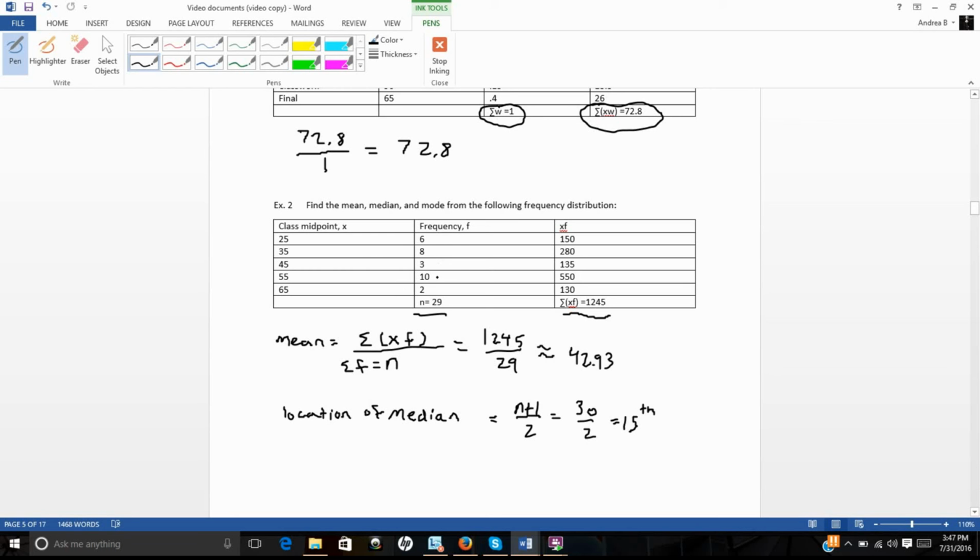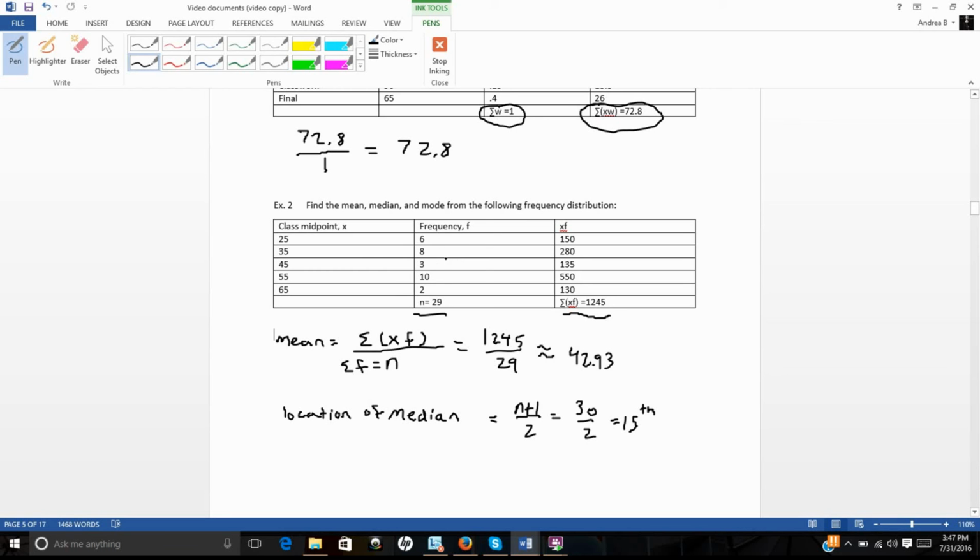In other words, if you had the list of numbers listed out, it would be the 15th value from the bottom or from the top, either way. Keep in mind that if it ended up being a decimal, if it was, for instance, 14.5 instead, it would be between the 14th and the 15th number. Then you'd have to take the average of those two instead.